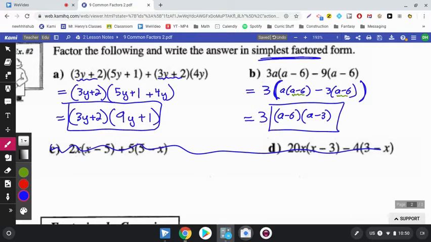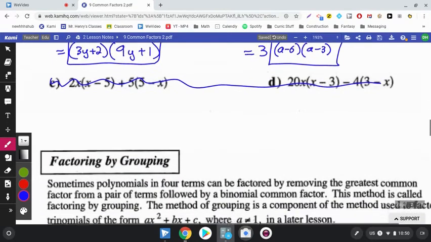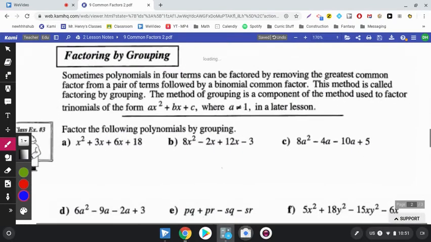It's a technique that's really, really valuable. So we're going to look at it now and we're going to learn it now. Okay, and it's called factoring by grouping. And it's the last thing we're going to look at today.